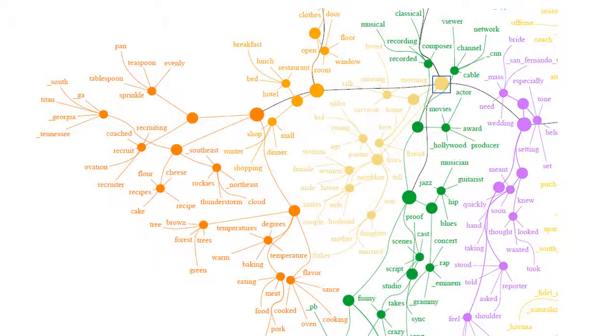Next, look at the orange subtree. There are also 2 branches. In the lower branch, the family goes to shopping malls or hotels for breakfast, lunch, dinner. At the upper branch, the family goes home to take care of the room, windows, floors, doors, and clothes. The red subtree has 3 branches. The lower branch is about cooking, the middle one is about recipes and style of cooking, and the upper branch is about utensils.